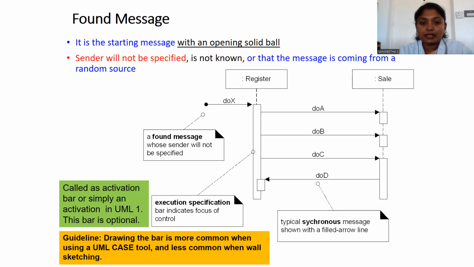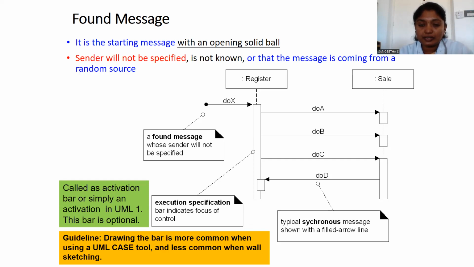If there is no sender name mentioned in that message, that is called a found message. Okay. So next, the bar, that is the lifeline box or execution, that vertical bar is called the execution specification bar, which indicates the focus of control. That is the period during which that particular object is active. And then a typical synchronous message is shown with a filled arrow line. On the arrowhead, we mention the message name.